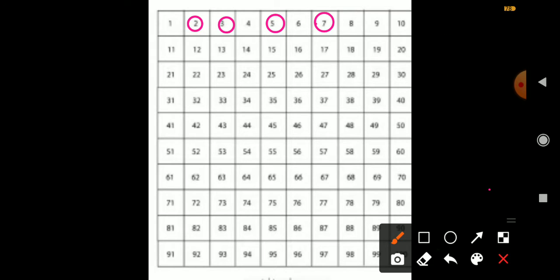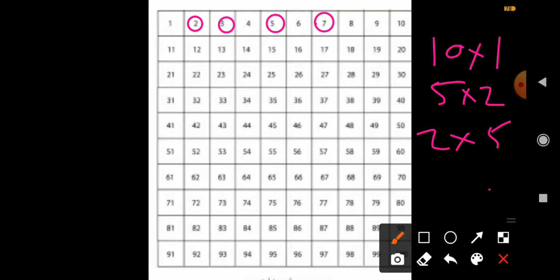Next number is 10. 10 ones are 10, 5 twos are 10, 2 fives are 10. It is present in more than one table, so it is a composite number. So what you have to do today is circle those numbers which are present in their own table only.